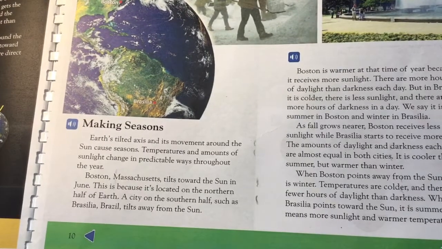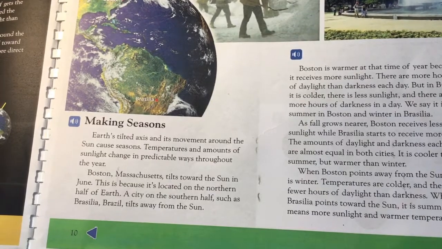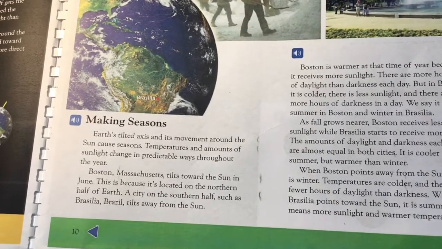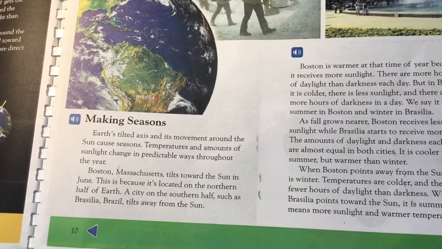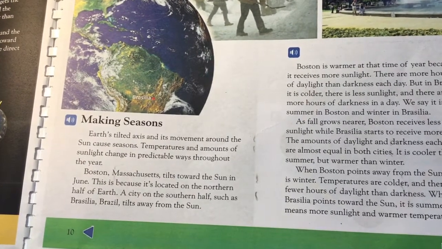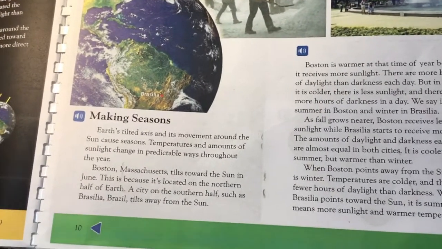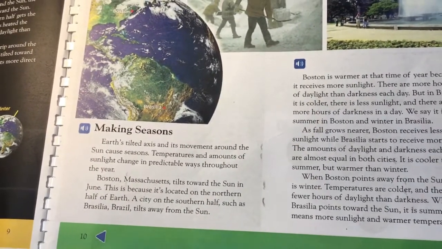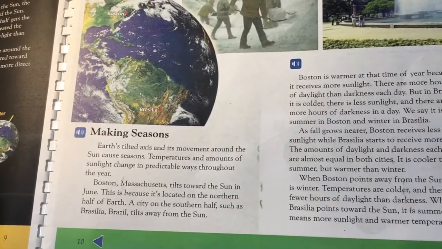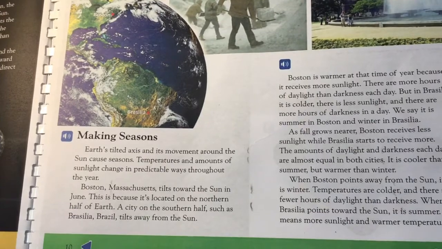Earth's tilted axis and its movement around the sun cause seasons. Temperatures and the amount of sunlight change in a predictable way throughout the year. Boston, Massachusetts is tilted toward the sun in June. This is because it is located on the northern half of Earth. Its southern half, such as Brasilia below, is tilted away from the sun.